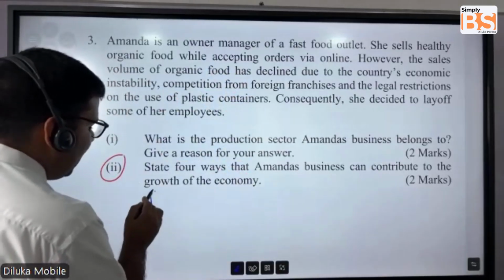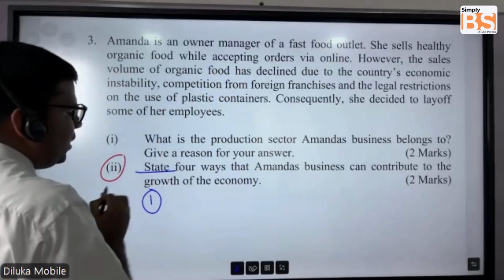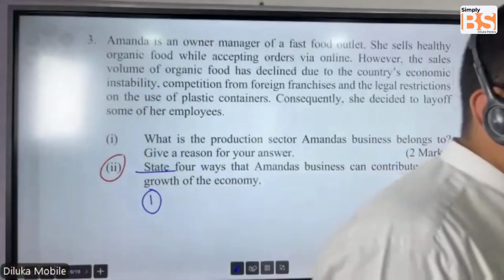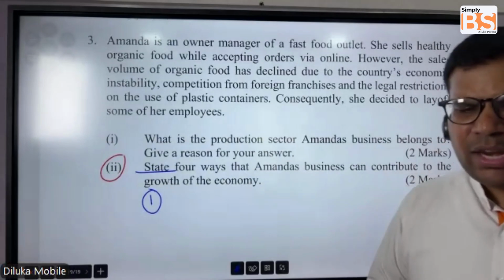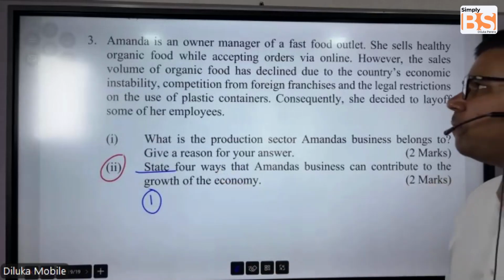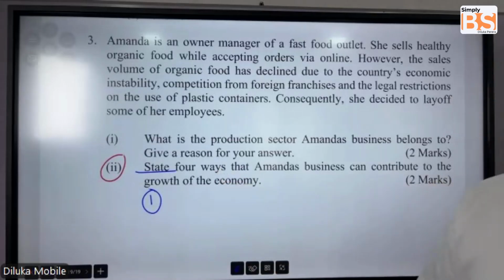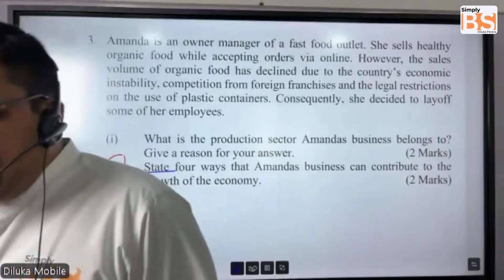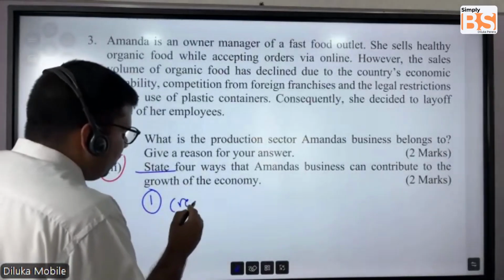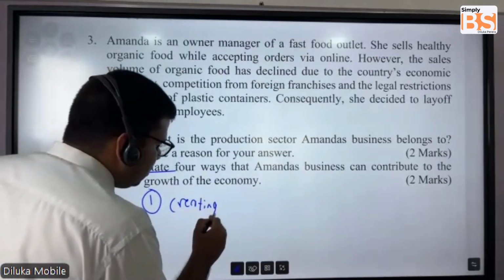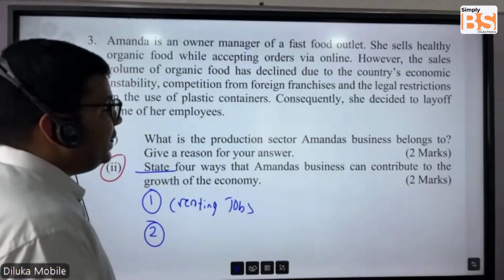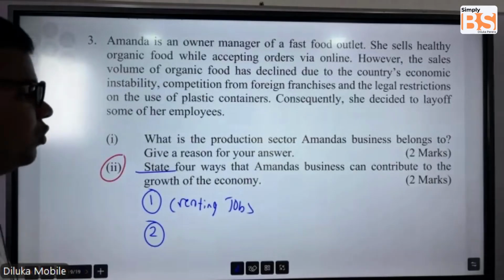Here they have asked to state. No need to explain. If they have asked you to state it, why are you going to explain it? They're giving only 2 marks. So you state 4 ways. What are the ways you can write? Number 1, the most popular answer, creation of jobs, creating jobs. What else? Number 2, she's into the fast food industry.